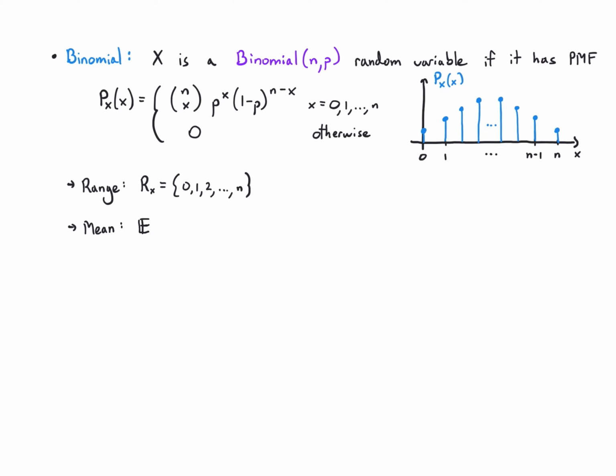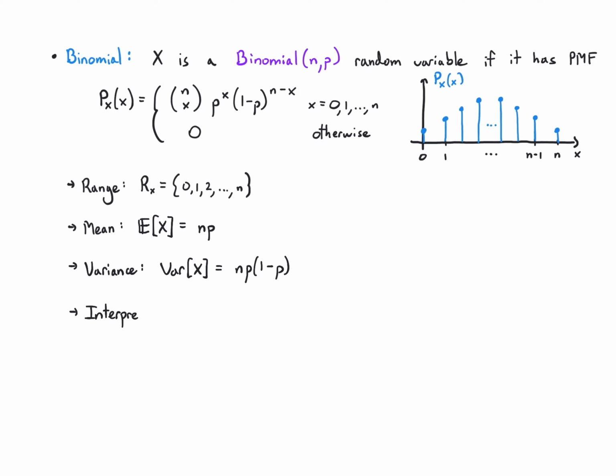The mean turns out to just be n times p. And let's think about this for a second. So this is just n times the mean of a Bernoulli random variable. What's the variance? Just n times p times 1 minus p. That's just n times the variance of a Bernoulli random variable. So that's a nice coincidence, but it turns out not to be a coincidence.